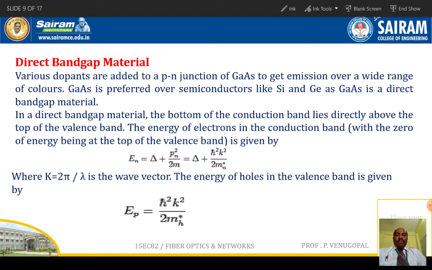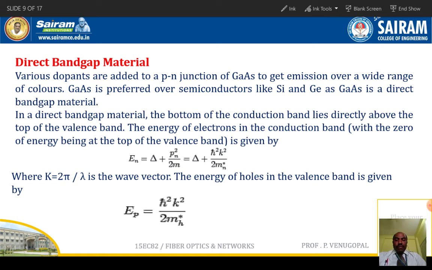So in the direct band gap material, the bottom of the conduction band lies directly above the top of the valence band. Here k is equal to 0, the energy of electrons in the conduction band, with 0 of energy being at the top of the valence band. So the energy of electrons in the conduction band is given by En is equal to delta. Delta is the separation of the conduction band and the valence band.